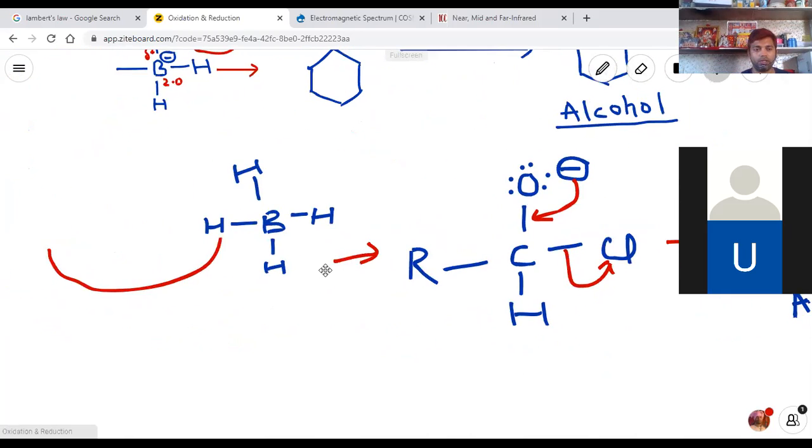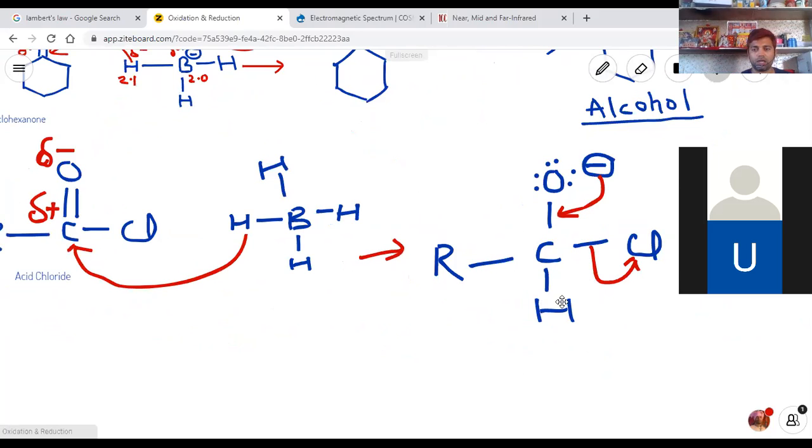Hydrogen will attack the carbon. This hydrogen gets added to this carbon. I have shown it here. Okay. Now what happens?